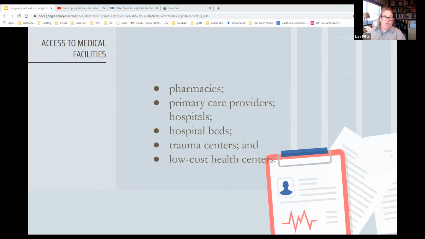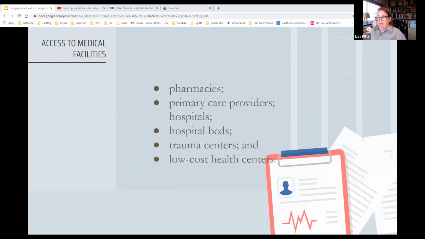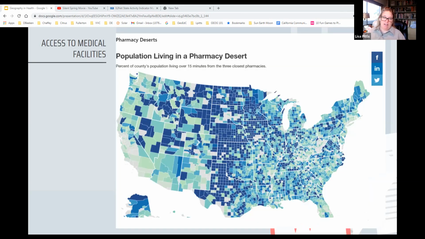So we call the lack of access to medical facilities a healthcare desert. And there were 6 key services that a particular study in the United States looked at. They looked at access to pharmacies, primary care providers, hospitals and hospital beds, trauma centers, and low-cost healthcare. And nearly 8.4 million people live in counties with at least 4 of the 6 types of healthcare deserts. So lack of access. So here you see a map.